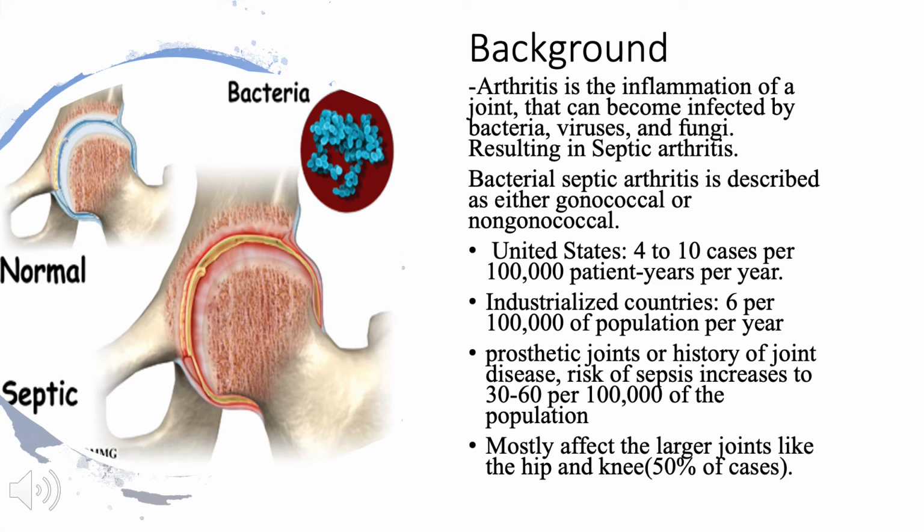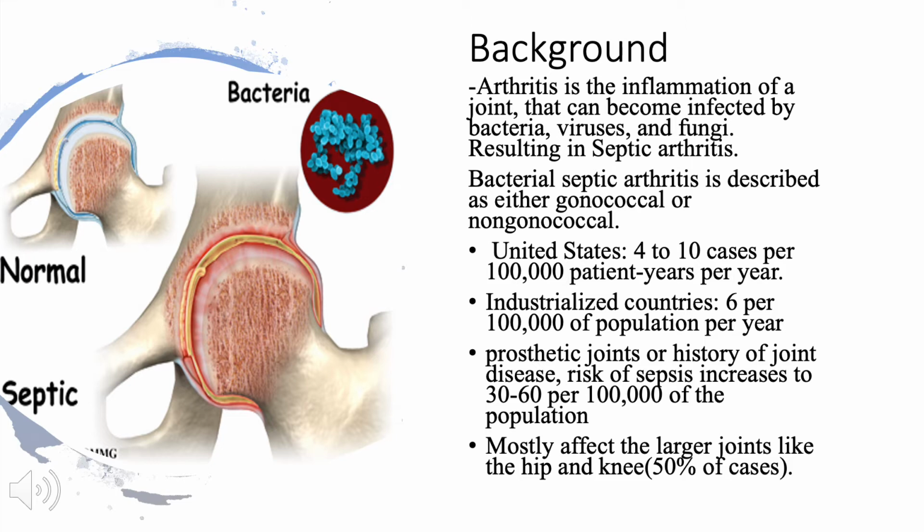The background on septic arthritis is that it's, as said before, a bacterial infection of the joint space. Arthritis is the inflammation of the joint that can become infected if invaded by bacteria, either gonococcal or non-gonococcal. Sepsis is the body's response to fighting an infection, but it can damage its own tissue and become life-threatening if not treated. The annual cases of septic arthritis remain 4 to 10 cases per 100,000 patients. An estimate of cases in industrialized countries is 6 per 100,000 of the population.